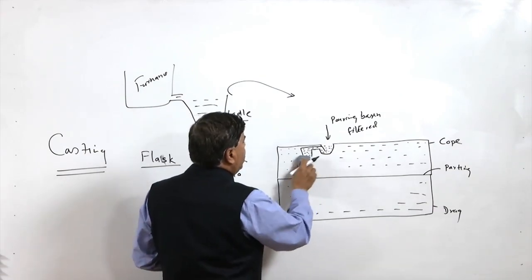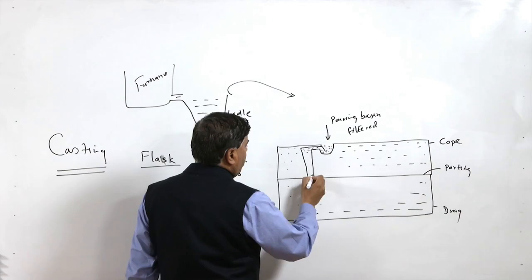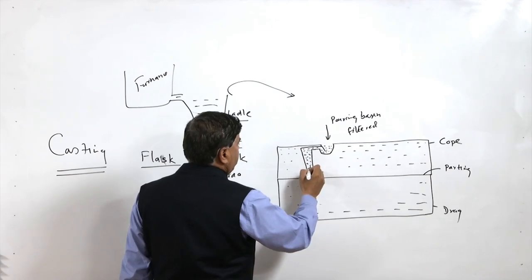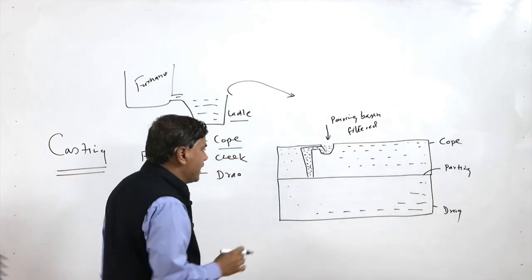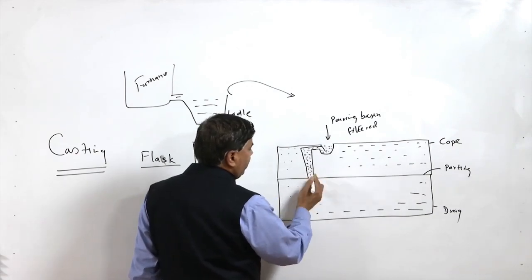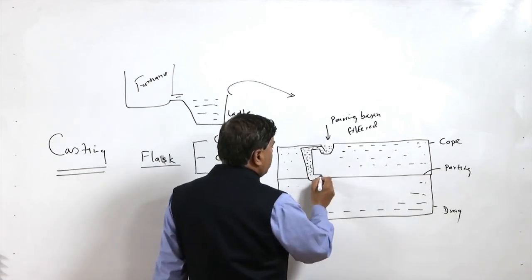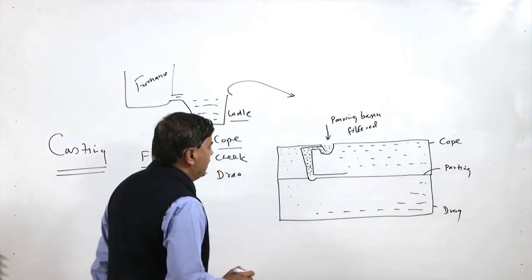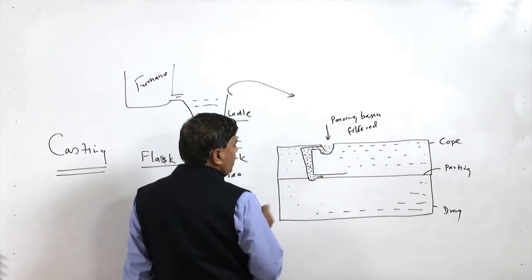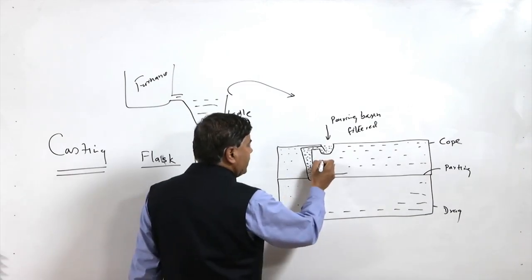So, this is the sprue, slightly reducing in cross section. In the sprue, molten metal will be flowing at a higher and higher velocity as it moves down, and at the bottom of the sprue we have the sprue base. Here there will be a change in direction of the molten metal, and after reaching the sprue base, it flows into the runner. So, this reducing cross-sectional member is the sprue.